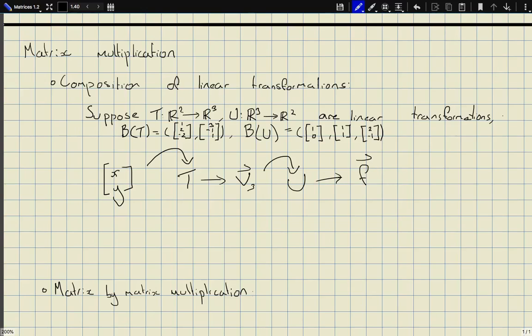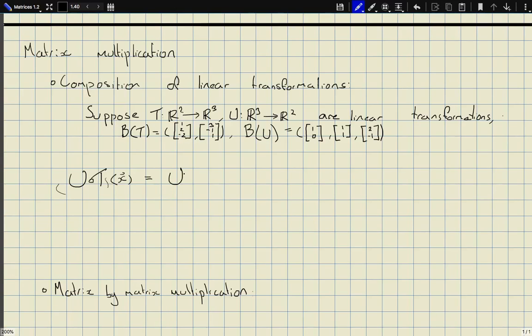And so that means that there's actually some way of composing these two operations. So first we take T and then we take U of whatever goes in. And so just as we would compose functions together, there's a way of taking U of T, which is U composed with T. So we would have this equals U of T of x.